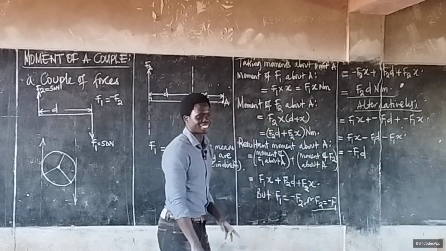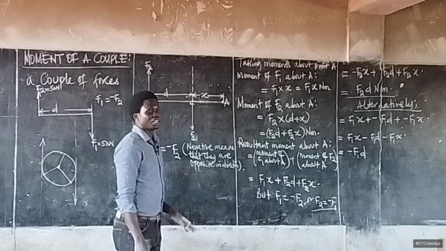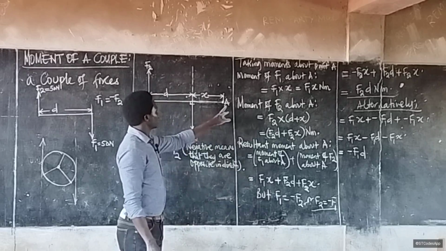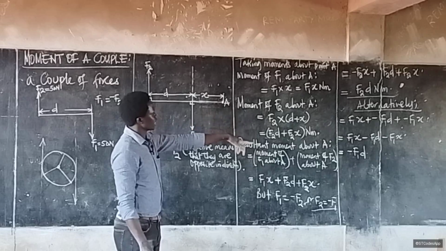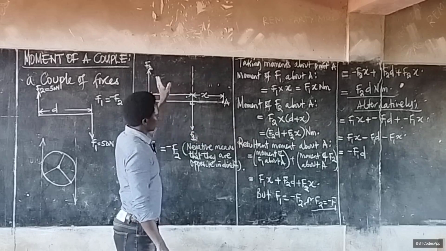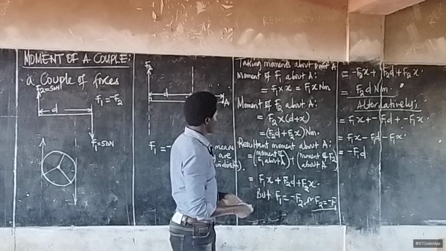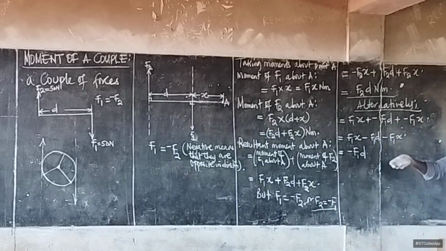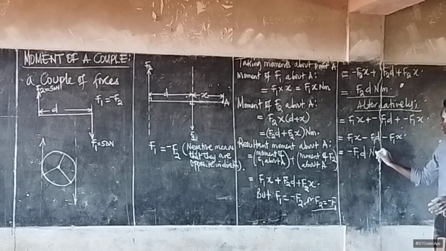This negative is just a direction. And which direction is that? Clockwise. F1 is in the clockwise direction. F2 is giving us the anti-clockwise direction as the answer in a. So the negative is simply showing us the opposite directions that they take. Okay? So you will clearly see that this is Newton meter.